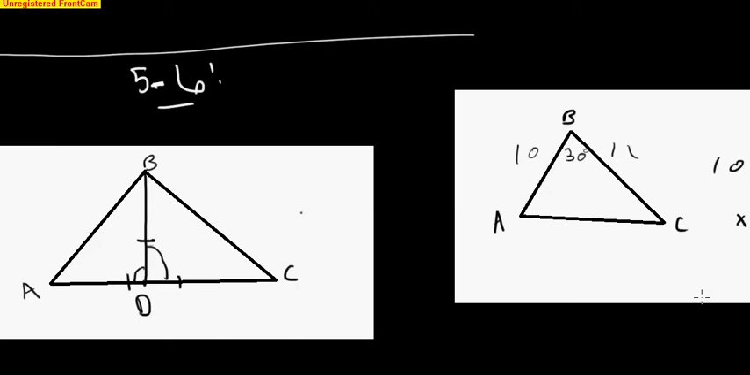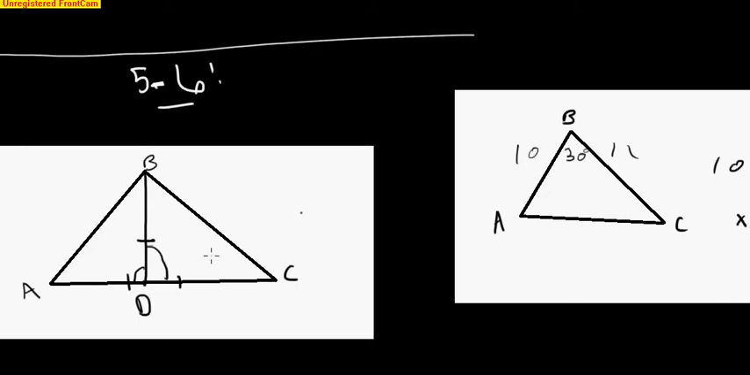So, the hinge theorem states that if two sides of one triangle are congruent to two sides of another triangle, and the included angles are not congruent, then the longer third side is across from the larger included angle. That sounds really complicated. I'm going to show you what all that means.